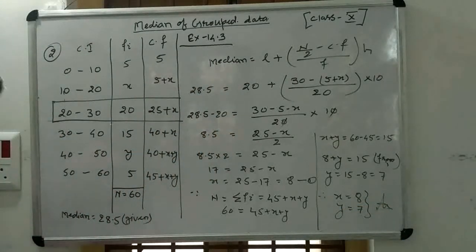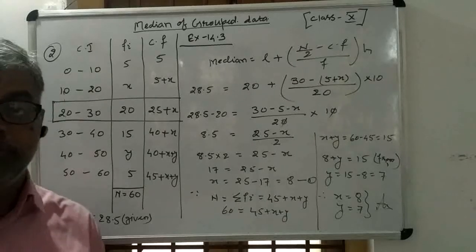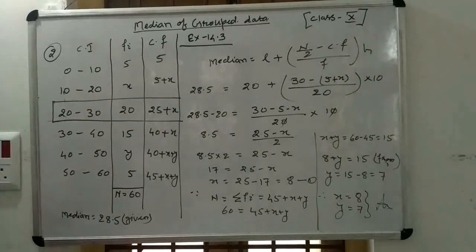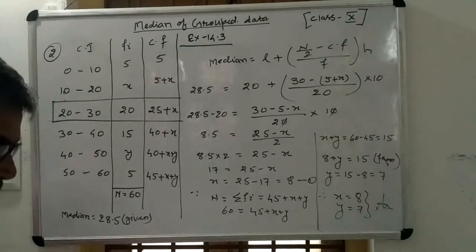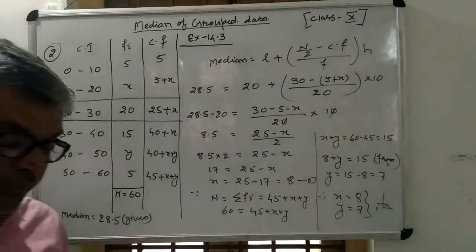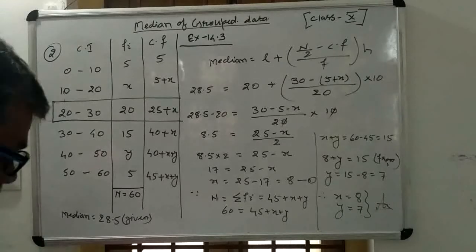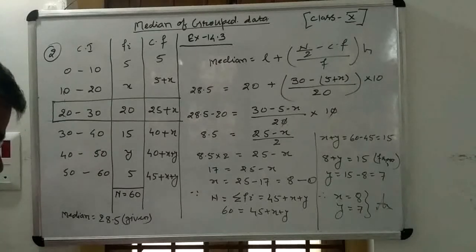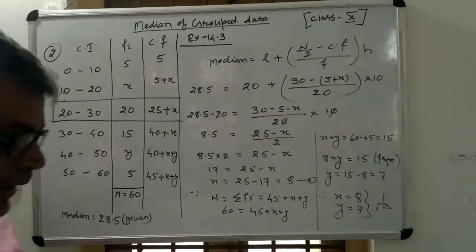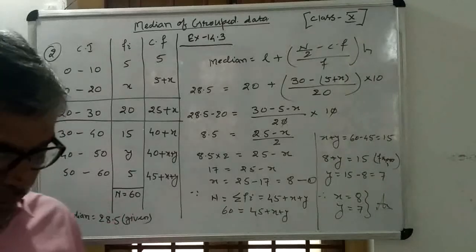So in this way, children, you can solve when the median is given in the question and you need to find the missing frequencies, like this question. By this method you can solve it. x equals 8 and y equals 7 is your correct answer.